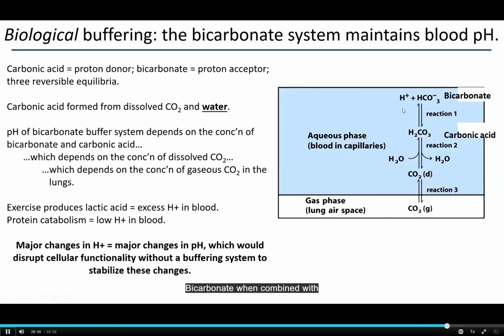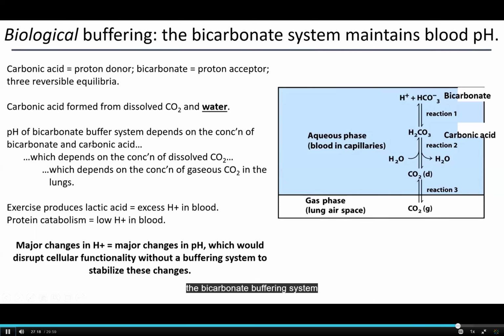Bicarbonate, when combined with hydrogen ions, forms carbonic acid. So this is formed from dissolved carbon dioxide and water. So dissolved carbon dioxide and water together can make carbonic acid. And then when carbonic acid loses its hydrogen ion, it can form bicarbonate. But this molecule, carbonic acid and bicarbonate, exists at an equilibrium state within our bloodstream. And so there's plenty of both of these in our bloodstream. And it's balanced. So that's what keeps our bloodstream at a constant pH, is the balance between these two molecules.